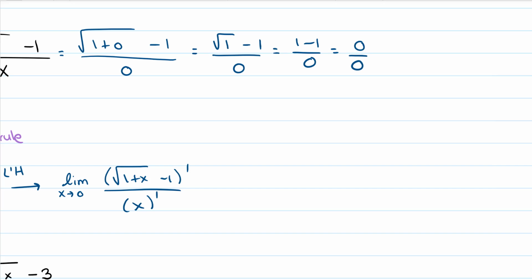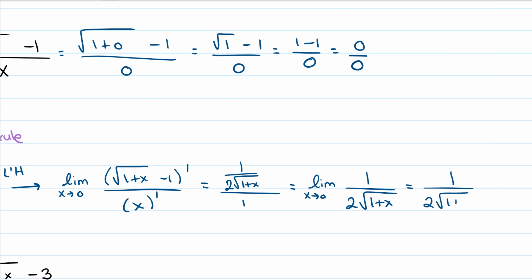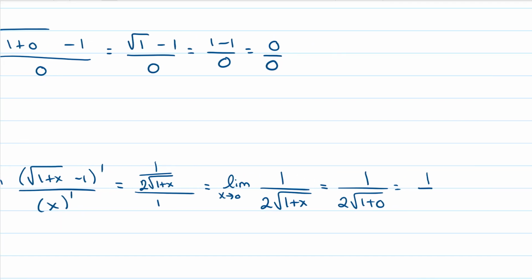We're using L'Hopital's rule. So the derivative of the numerator is going to be 1 over 2 square root of 1 plus x, divided by 1. So this is the limit as x approaches 0 of 1 over 2 square root of 1 plus x. And then now we're going to use direct substitution and just plug in 0. And you get 1 over 2 square root of 1 plus 0, which is going to be equal to 1/2. So this means that the limit as x approaches 0 of the original function is also 1/2.